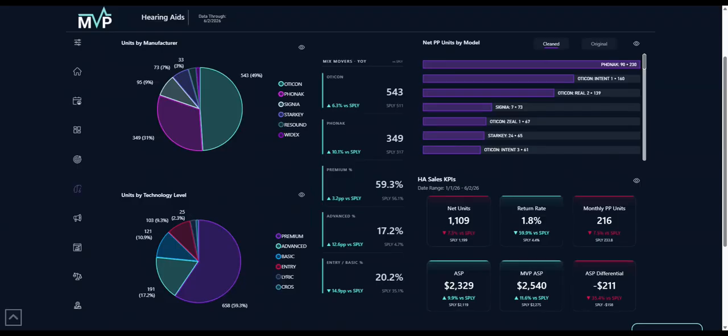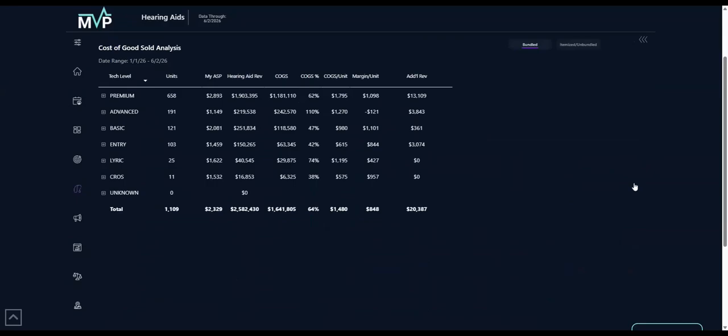The final section of this module can be accessed by clicking the eyeball icon in the bottom right visual. This opens up the cost of goods sold or COGS analysis. This section combines your hearing aid sales data with the device cost information you have provided in your OMS, allowing you to analyze profitability alongside pricing performance.